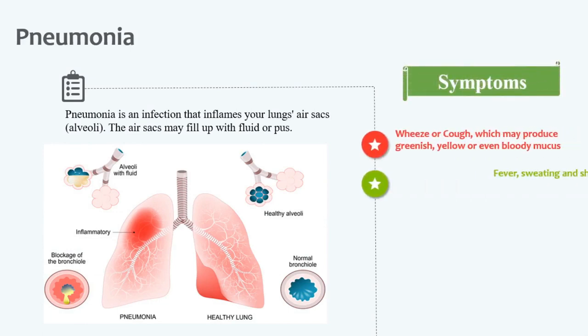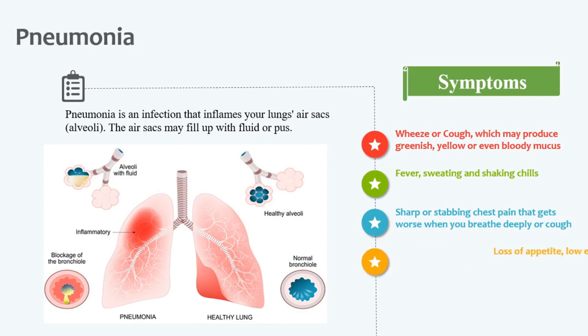Pneumonia. Now let's talk about pneumonia. Pneumonia is a kind of infection in which your alveoli inflame, causing the air sacs to be filled up with either fluid or pus, which ultimately results in wheezing with perspiration, fever, sweating, fatigue, and vomiting.